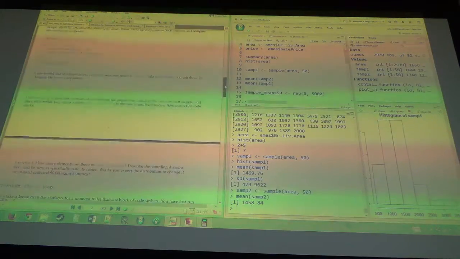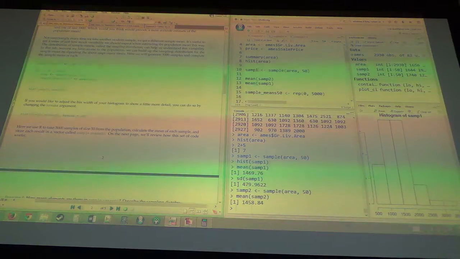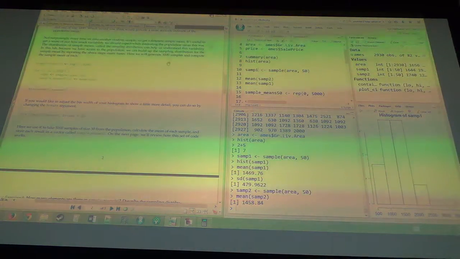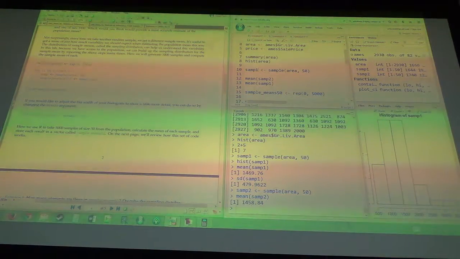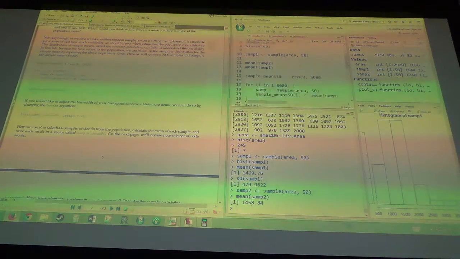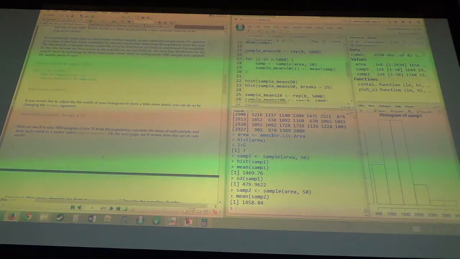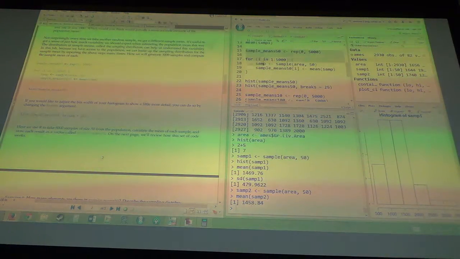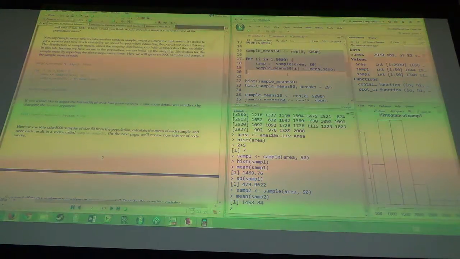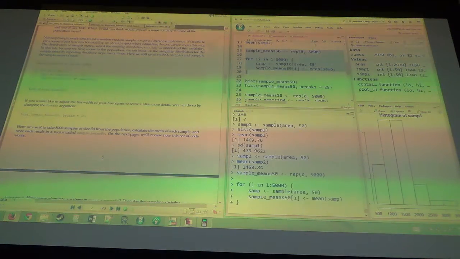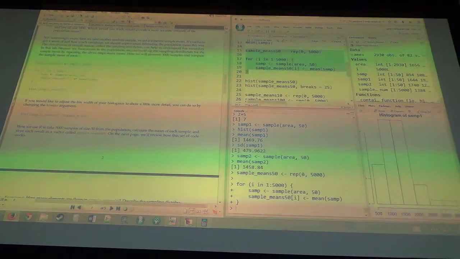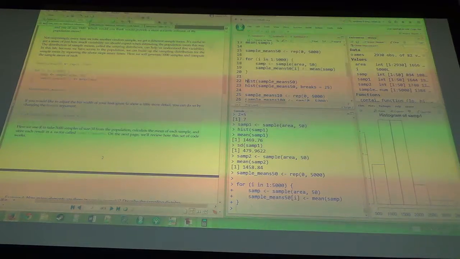Anyway, it says you want to do this a whole bunch of times. It's actually going to have you do this 5,000 times, and it runs this loop here. I've already typed that in here, so we don't have to do this. I'm going to just run this. So it ran the loop 5,000 times.